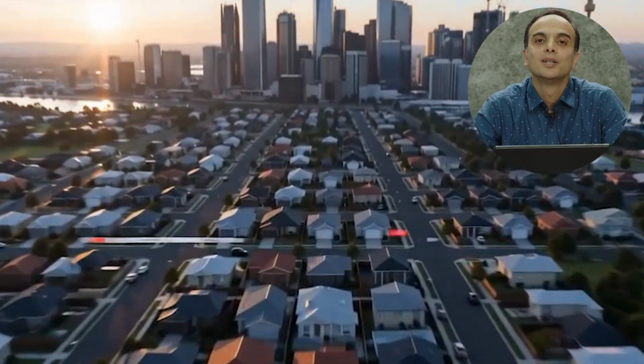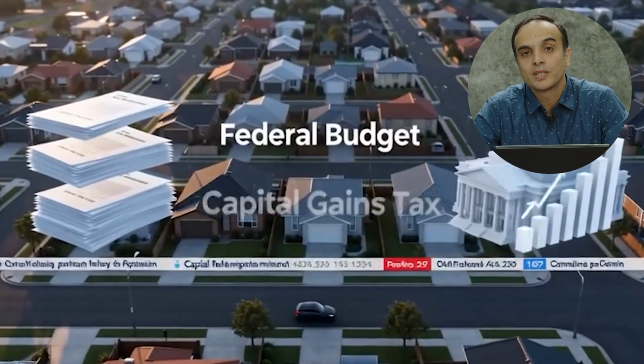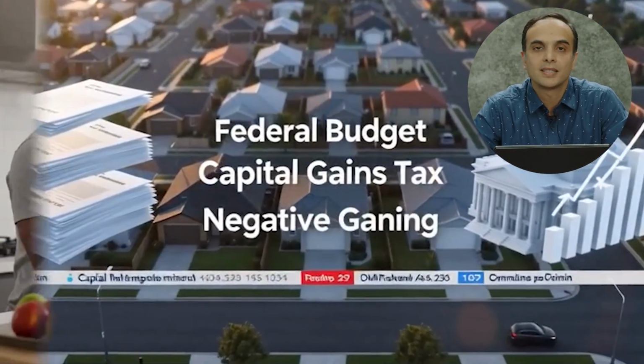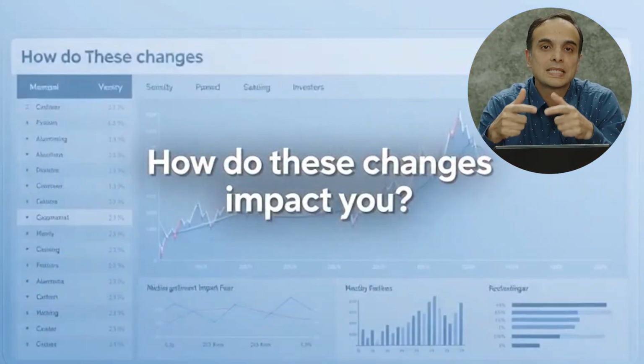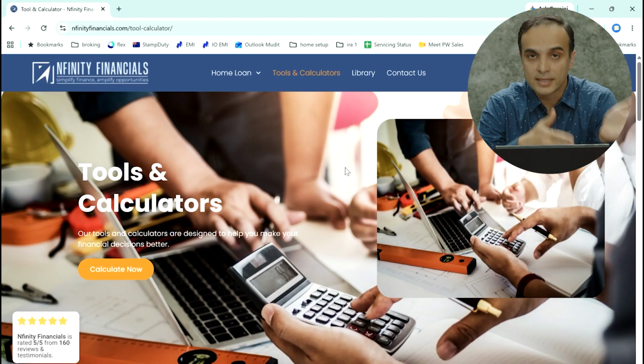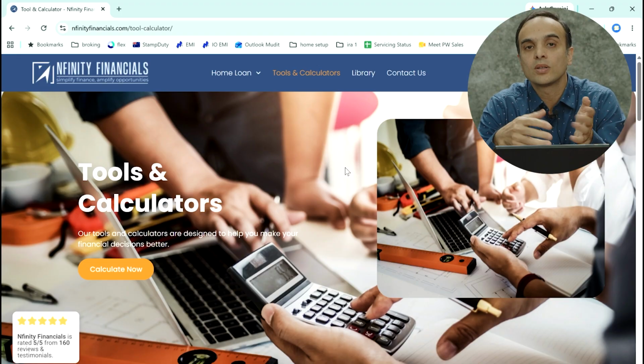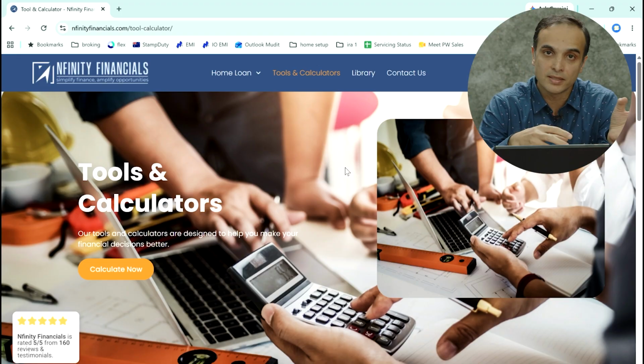Hi everyone. Based on the recent federal budget announcements and the changes to capital gains tax and negative gearing, a lot of people are interested in understanding how these changes impact them. What is the impact on their existing portfolio? What is the impact on a new property that they're going to buy, whether it's an existing or a new one?